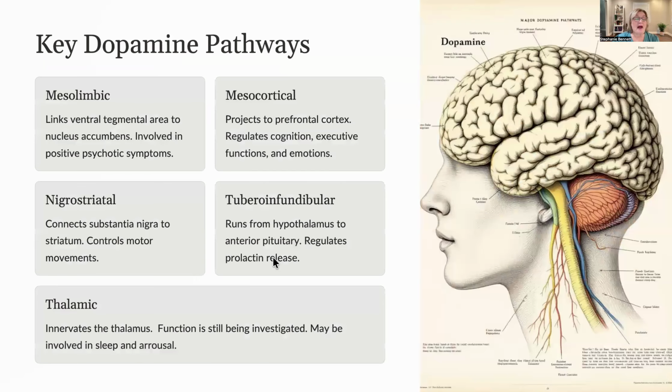So these are the dopamine pathways I mentioned in the last lecture. We're going to talk about each of these individually, but I put them all on one slide just for your reference. They're all important in terms of the action of antipsychotic drugs, of dopamine, and also the side effects.